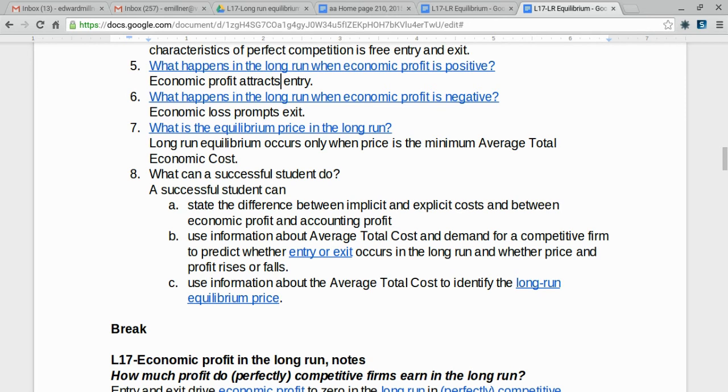At the end of this lesson, the successful student should be able to state the difference between implicit and explicit cost and between accounting profit and economic profit. The student should be able to use information about average total cost and demand for a competitive firm to predict whether entry or exit occurs in the long run and whether price and profit rises or falls. And finally, the successful student should be able to use information about the average total cost to identify the long-run equilibrium price.